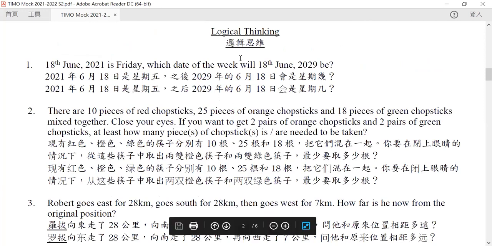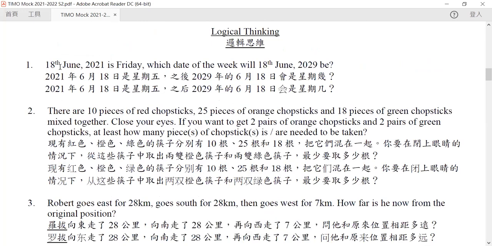Okay, question number 1. June 18th of 2021 is Friday. What would be the day of the week of June 18, 2029? This is the same date of the year. The only thing that changes is the year. It will go from 2021 to 2029. So here comes my question: how many days have passed from 2021 to 2029?